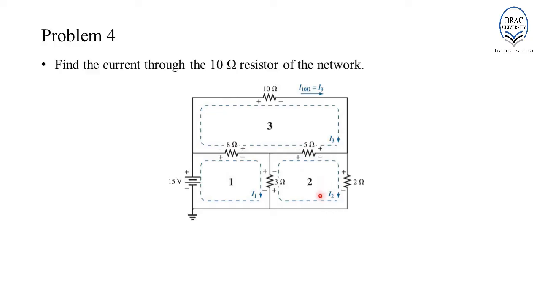However, when we apply KVL in loop 2, the resultant current through the 3 ohm resistor will be I2 minus I1. Now we have to consider I2 is greater than I1. The resultant current through the 5 ohm resistor will also be I2 minus I3. However, when we consider loop 3, in that case, we will be considering I3 is greater than both I1 and I2.